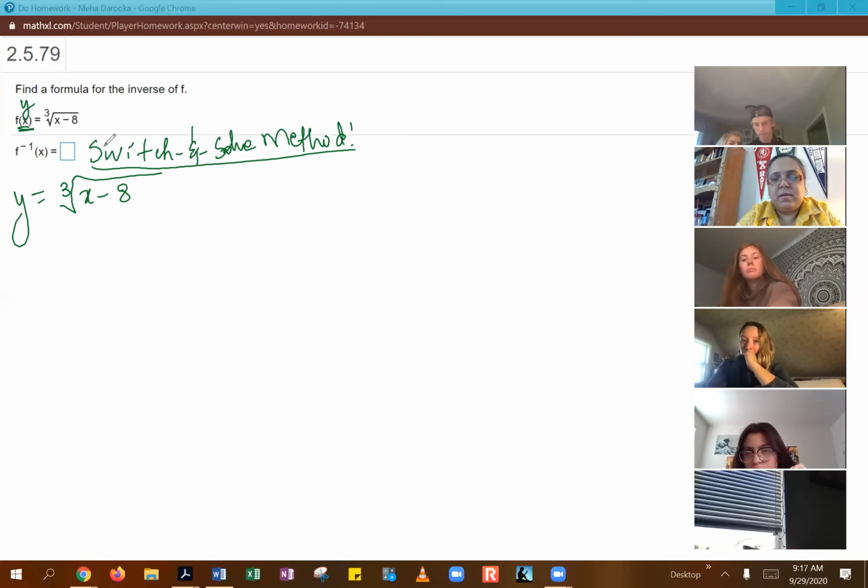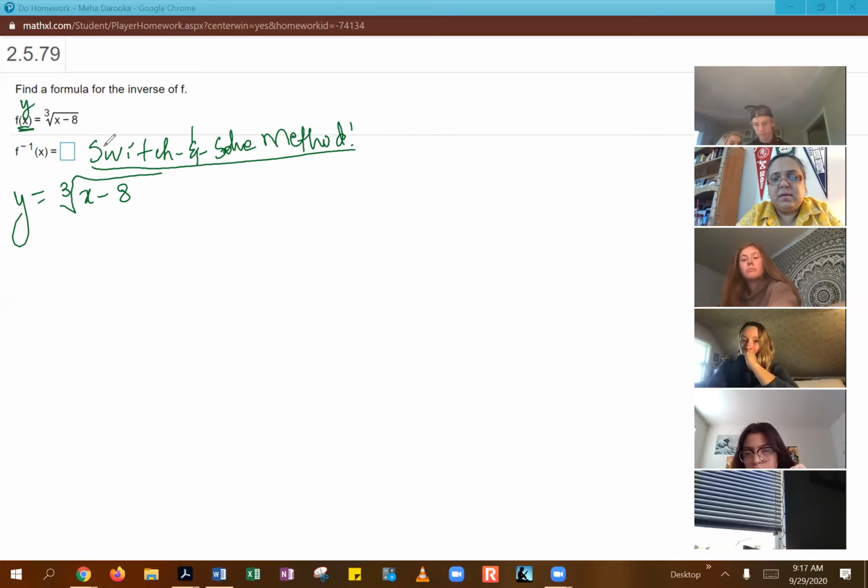So remember, in the mental process, the idea is you have to go in the reverse order and then do the opposite operation. And of course, you will see this is going to be the same as our switch and solve method answer that you came up with. So that's how that mental process of finding the inverse function works. So that's going to be x raised to the third power plus 8, which is what our answer should be.